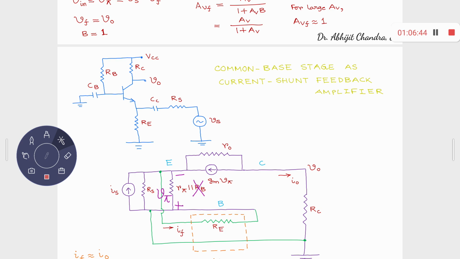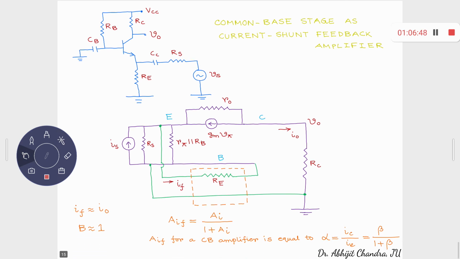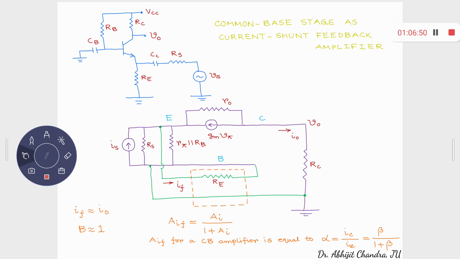Current shunt feedback. Right? And here what do you understand? This IF, this feedback current. Last time we have seen that the feedback voltage is almost equal to the output voltage. Here you find that this current IO is actually moving through this. So IF is equal to IO, so the beta value is equal to 1.